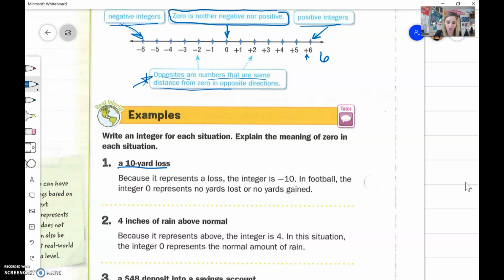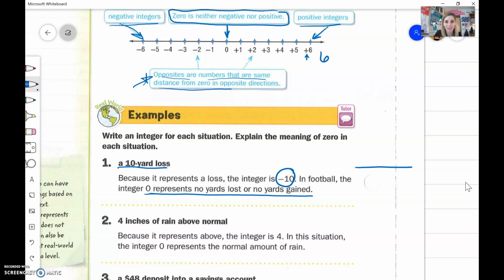A 10-yard loss. Well, a 10-yard loss usually pertains to football, right? So it's not a very good thing if you go back 10 yards, right? So that means that that would be a -10. Okay, it is a loss of 10 yards. Okay, so a loss is negative. In football, the integer 0 represents no loss or no gain. So you're at the line of scrimmage.